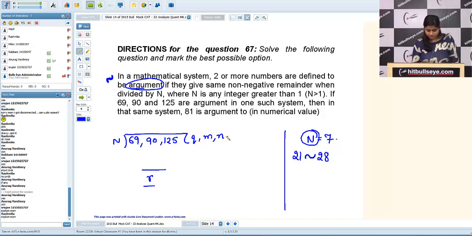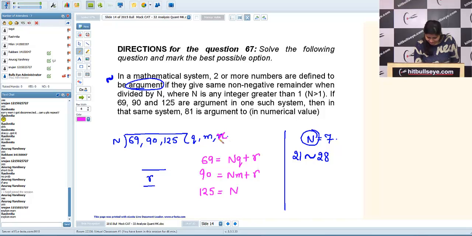Clear? So we can say that 69 can be written as nq plus r. 90 can be written as nm plus r. And 125, let me use another symbol here, x, can be written as nx plus r. We want to calculate this value of n. So no need to calculate this r. So we want to eliminate this r.